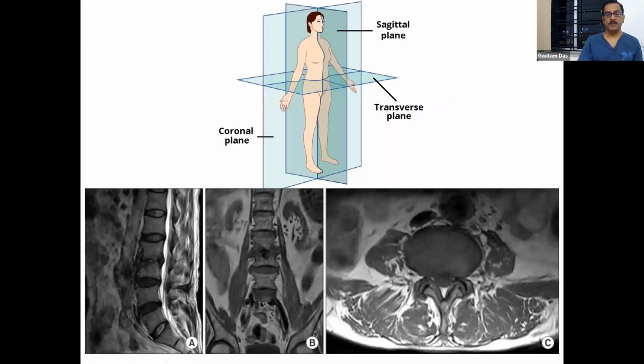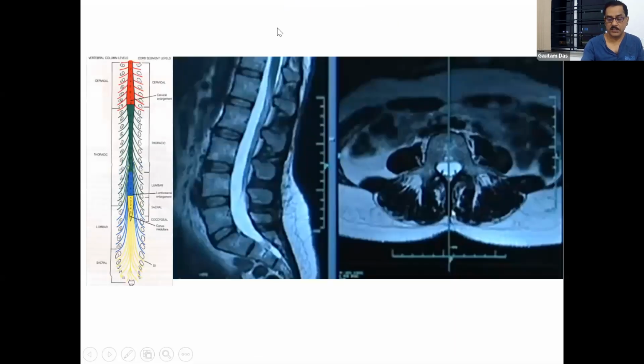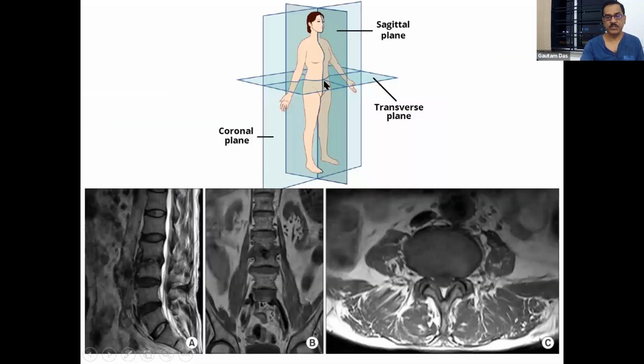So now the MRI, there are three types of sections. One is called the sagittal section. We are taking it from the midline. Then you have the transverse sections, and then you have the coronal plane. So the coronal plane is like this. All these three are very important. This is your sagittal, this is your coronal, and this is your transverse.